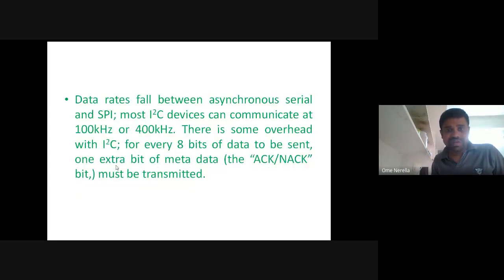Next is the I2C device clock rate, which is 100 kilohertz to 400 kilohertz. The data rate falls between asynchronous serial and SPI. It means the speed is in between asynchronous serial communication and SPI communication. The clock speed is 100 kilohertz to 400 kilohertz. For every 8 bits of data to be sent, there is one extra bit of metadata, that is acknowledgement or negative acknowledgement. ACK means acknowledgement, NACK means negative acknowledgement.